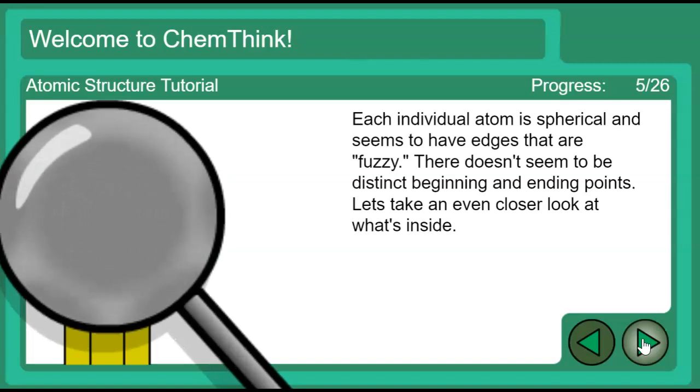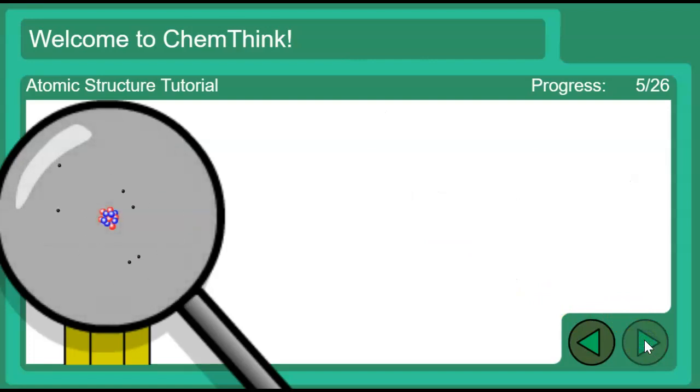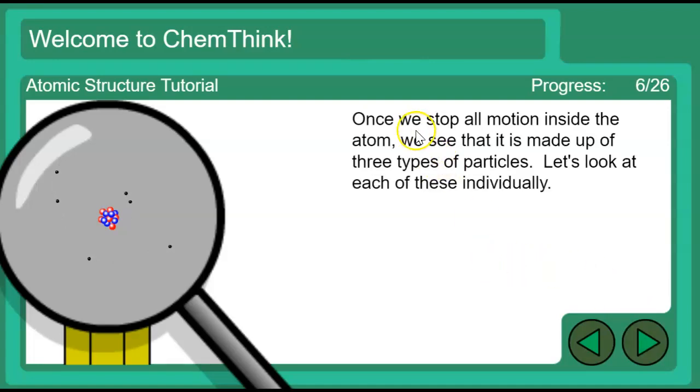All right, we're zooming in further. Each individual atom is spherical, that means kind of round, and seems to have edges that are fuzzy. There doesn't seem to be distinct beginning and ending points to an atom. Let's take an even closer look at what's inside. Here we go. Now some of this should start to look familiar. All right, it's slowing down for us. Oh, there it goes. All right, once we stop all motion inside the atom, we see that it is made up of three types of particles. Let's look at each of these individually.